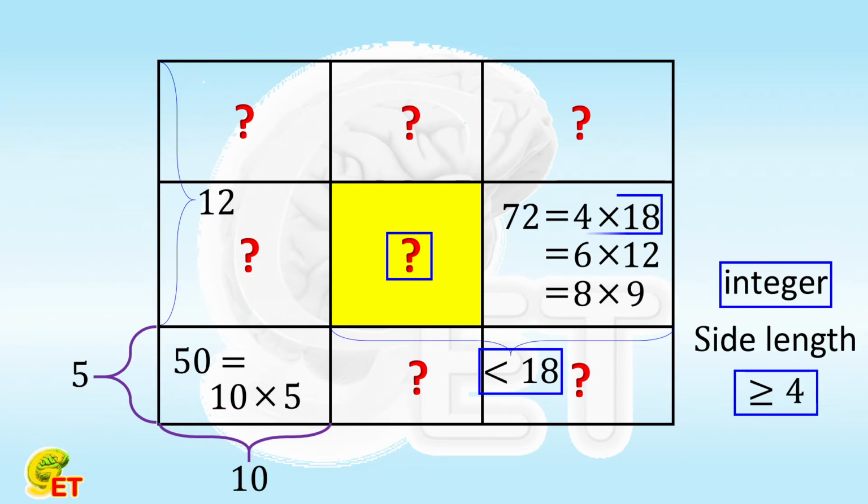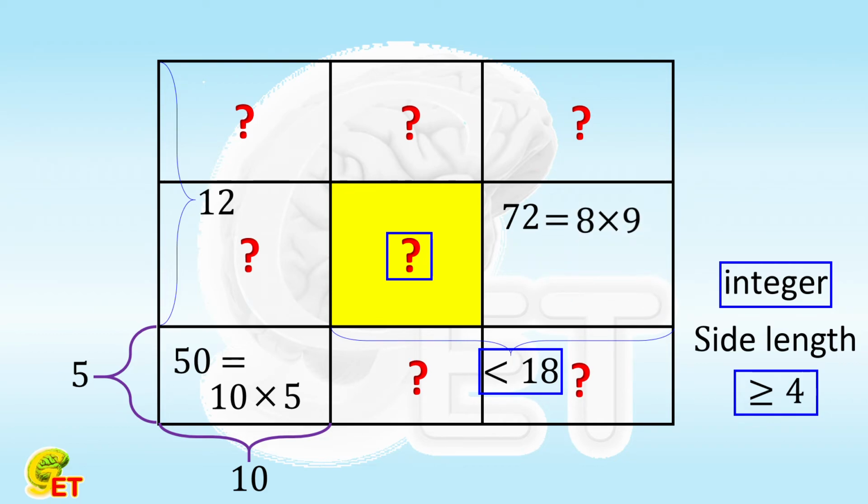4 plus 18 equals 22. 6 plus 12 equals 18. 8 plus 9 equals 17. So only 8 and 9 fulfill the requirements.